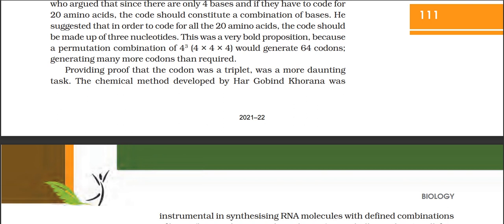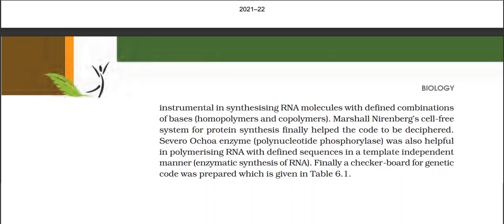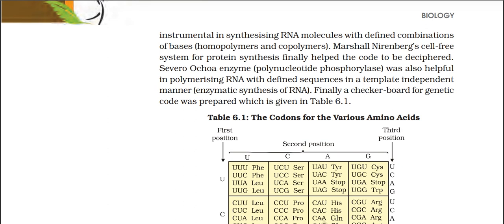The chemical method developed by Har Gobind Khorana was instrumental in synthesizing RNA molecules with defined combinations of bases, homopolymers and copolymers. Marshall Nirenberg's cell-free system for protein synthesis finally helped the code to be deciphered. Severo Ochoa's enzyme, polynucleotide phosphorylase, was also helpful in polymerizing RNA with defined sequences in a template-independent manner, enzymatic synthesis of RNA.